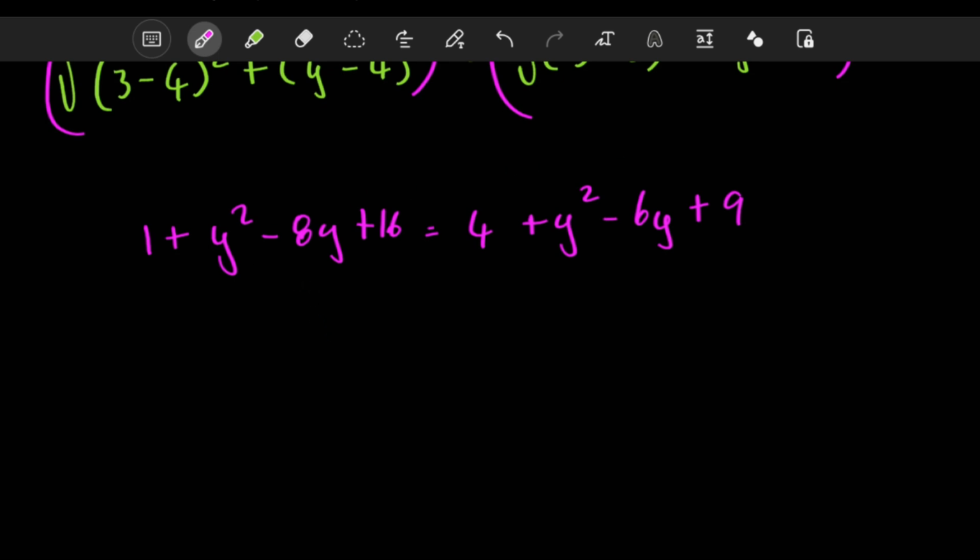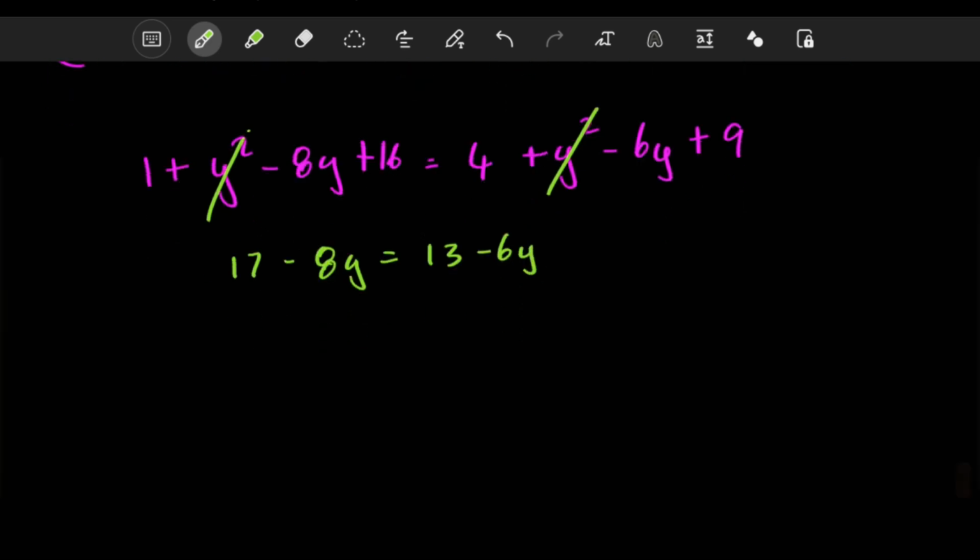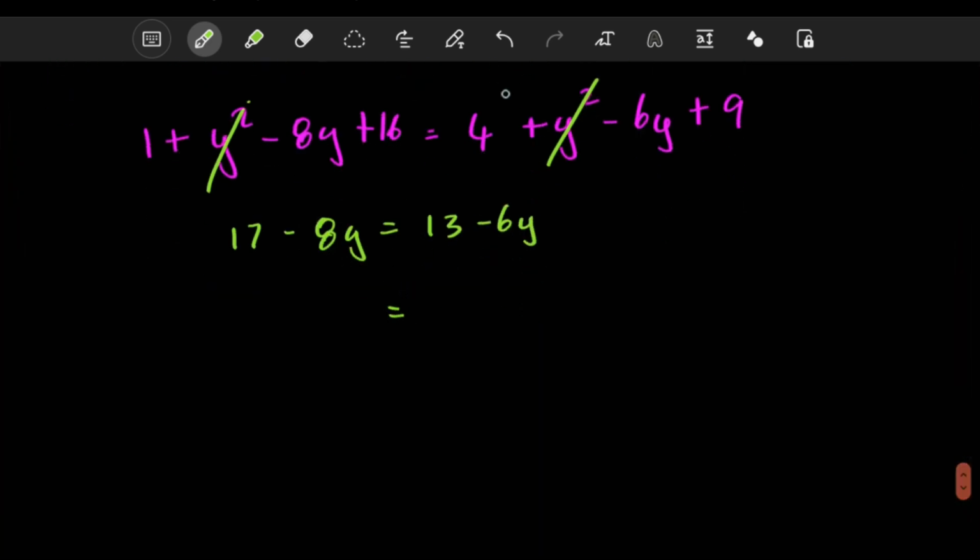Whew, let's move everything to one side. Let's move everything to the left. The good news is because both sides have y squared, this is going to cancel. And then here 1 plus 16 is a 17, right? And then 4 plus 9. What is 4 plus 9? 4 plus 9 is a 13. And then here you have negative 6 plus 8, that's a positive 2y. And then 17 minus 13, that's a 4. And then divide both sides by 2, that's a 2.